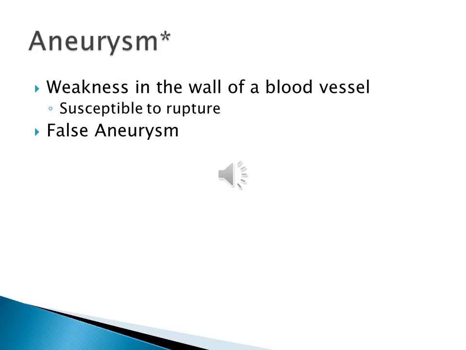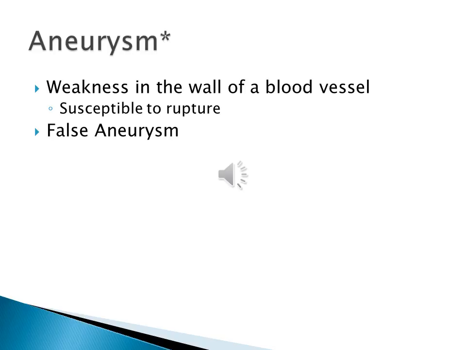An aneurysm is a weakness in the wall of the blood vessel, and obviously anytime you have a weakness in the wall of the blood vessel, you're susceptible to that blood vessel rupturing. So basically what will happen is the weakness will form, there'll be kind of like an outpouching or a ballooning of the blood vessel, and then that will cause the blood vessel to burst.